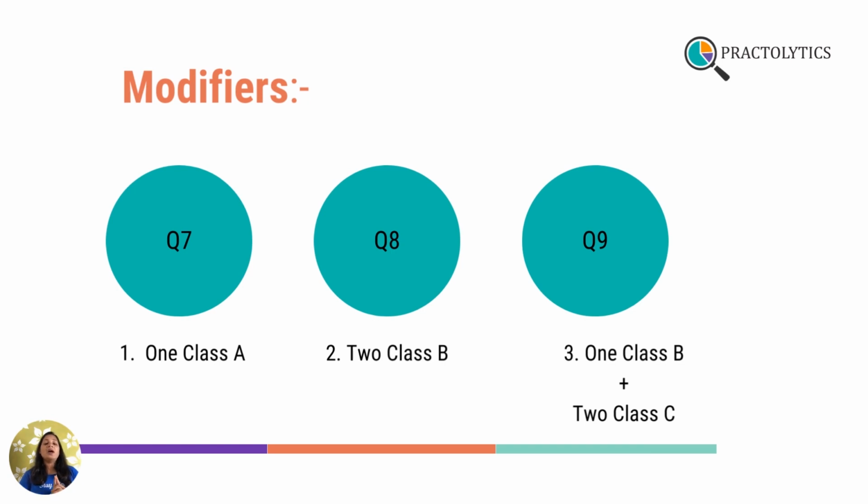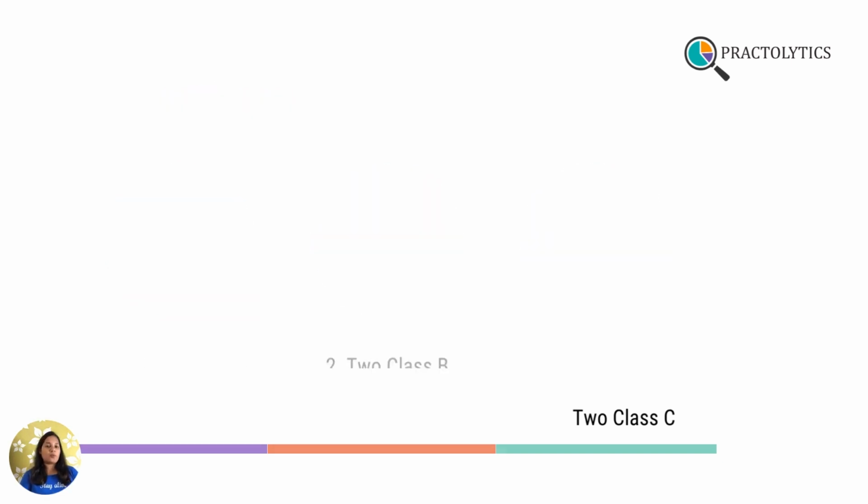Now let's see how to apply this. If you identify one class A finding in the patient, then please make sure that you add a Q7 modifier on your claim form. Similarly, if you identify two class B findings, append a modifier Q8. Likewise, one class B and two class C findings will lead to a modifier Q9. This will make sure that you are getting appropriately paid for the routine foot care services that you render for your patient.